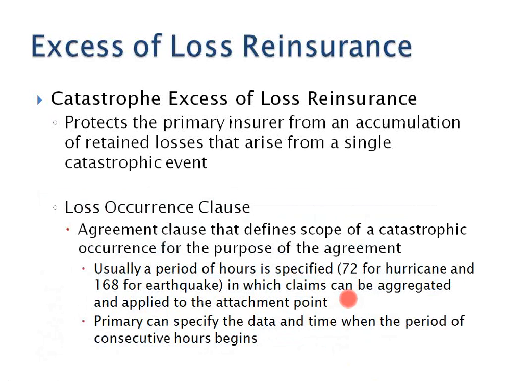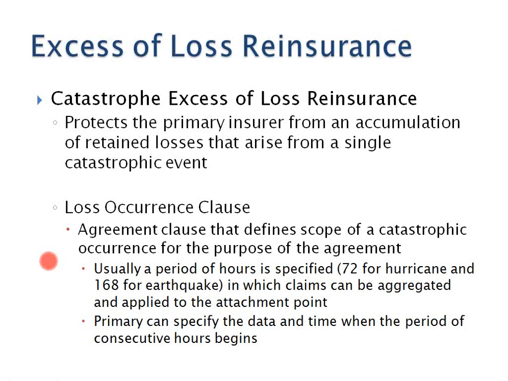The other one is catastrophe excess of loss reinsurance, which protects the primary insurer from an accumulation of retained losses that arise from a single catastrophe event. Now, there's specific clauses that you'll see under these type of things. And so I put in here a clause that you might see in a policy like this. And so, for example, there might be a specification of a period of hours that is specified of what is considered to be an occurrence.